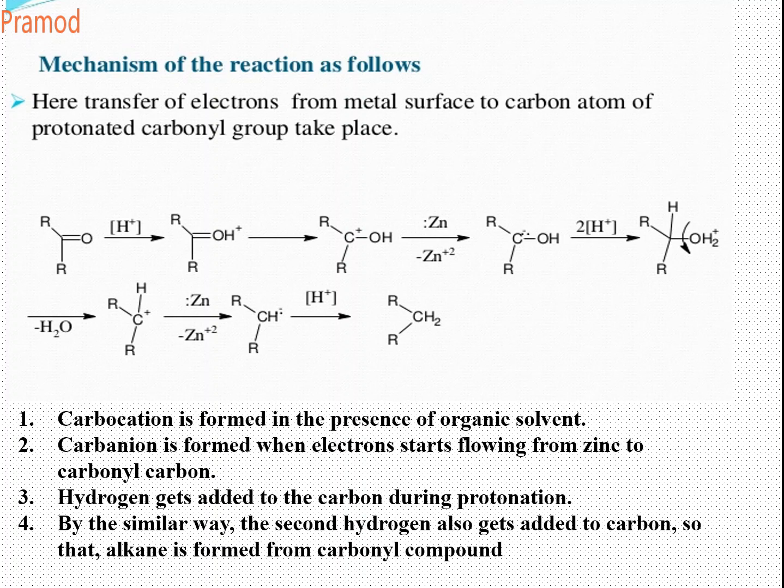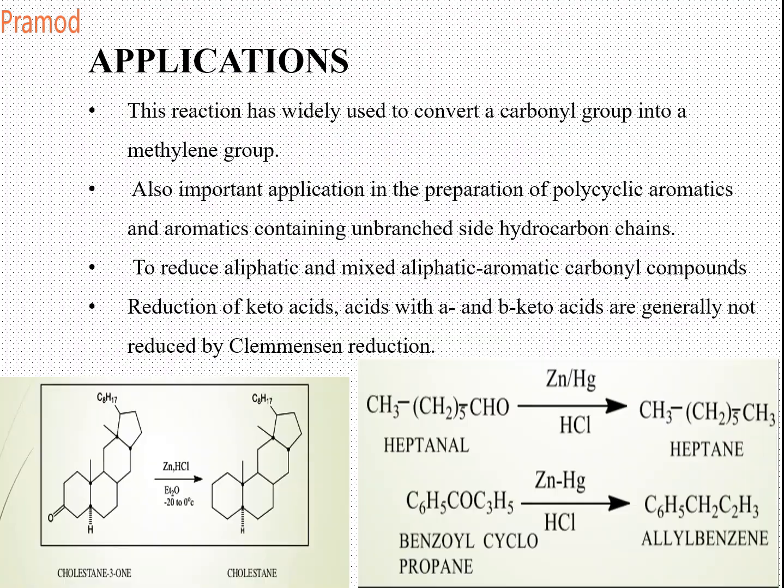This is followed by loss of a molecule to again form a carbocation, and this carbocation again gets protonated in your acidic medium to give your alkene. So this is the mechanism of your Clemmensen reduction.